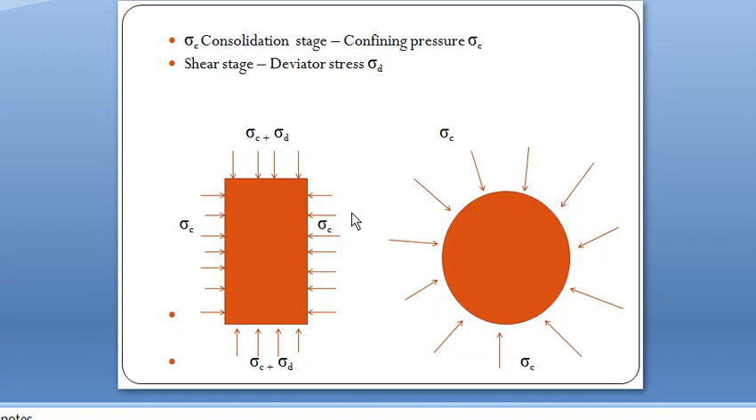In the first stage, the consolidation stage, we are applying confining pressure. It is denoted by sigma c, that is all-round confining pressure. It will be applied to all the sides. This is the elevation and this is the plan. And in the second stage, the shear stage, we are applying deviator stress, sigma d.